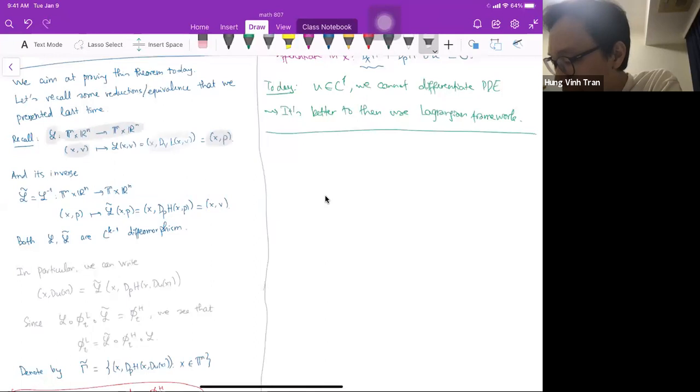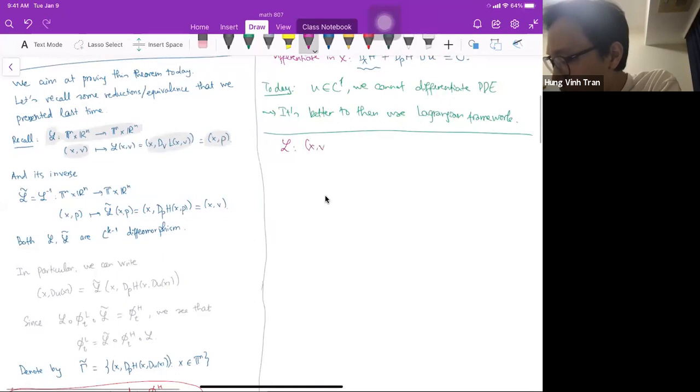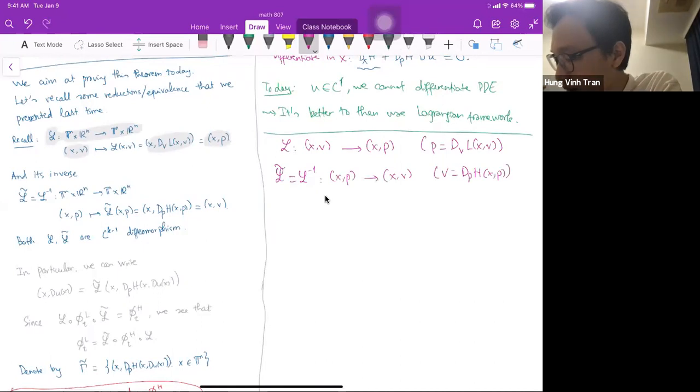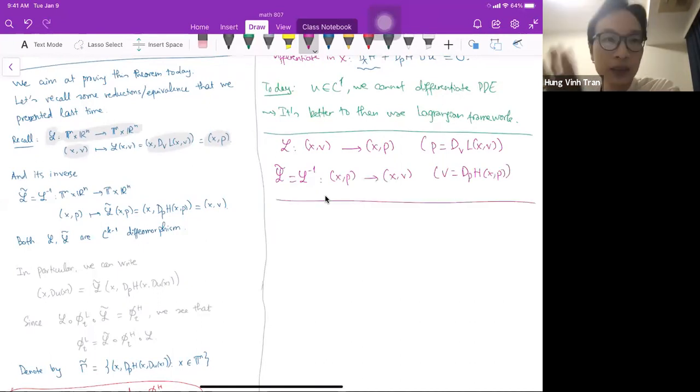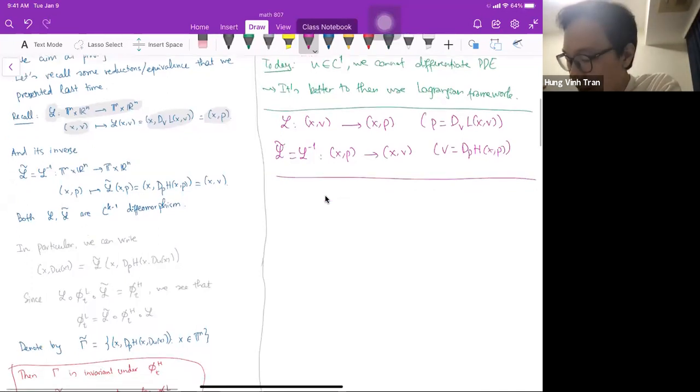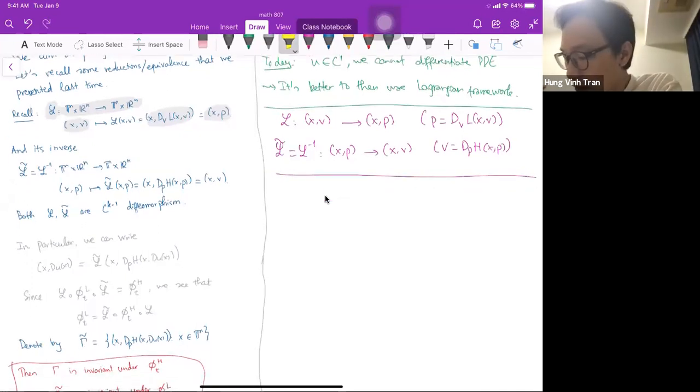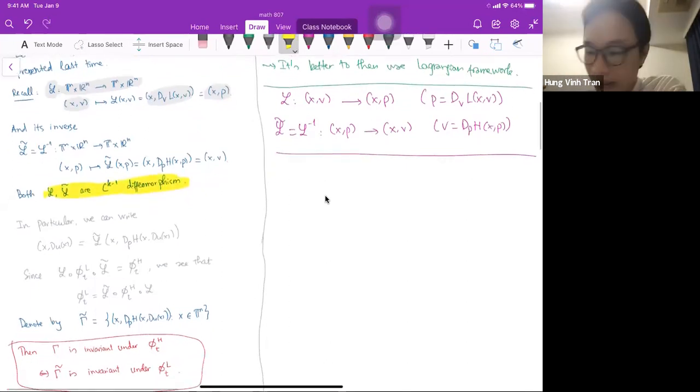So again, we keep recalling it, but curly L is mapping from XV to XP. And here you have P is dVL of XV, and curly L tilde is nothing but L inverse. Curly L inverse is mapping from XP to XV, where V is dPH of XP. Okay, so it's sort of the same on both sides. Again, one just needs to get used to it. So you have L and L tilde as CK diffeomorphisms from Tn cross Rn to Tn cross Rn.